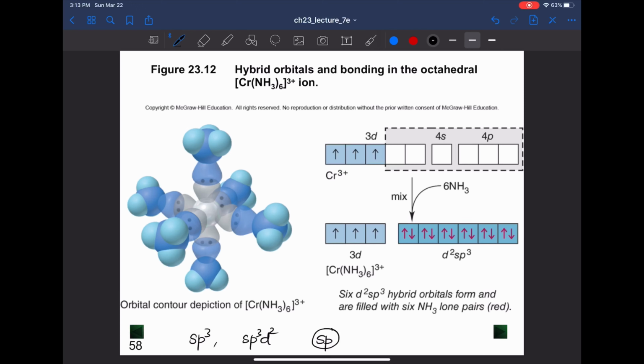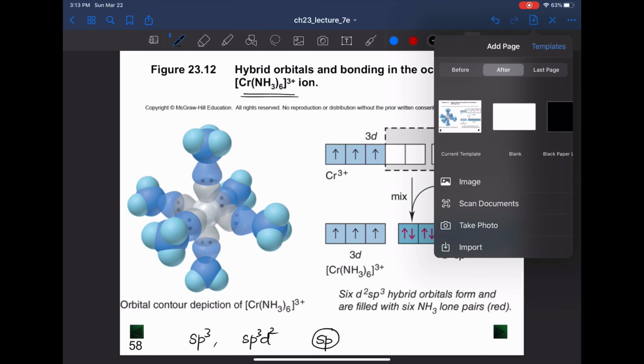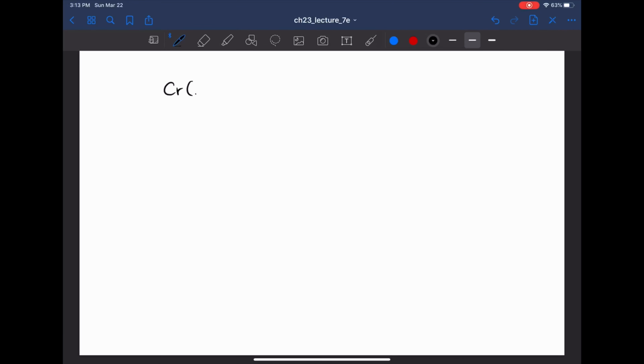So let's take an example of this atom, hexaamminechromium(III), [Cr(NH3)6]3+. Here you have a chromium atom with a 3+ charge. Chromium has an atomic number of Z equal to 24.